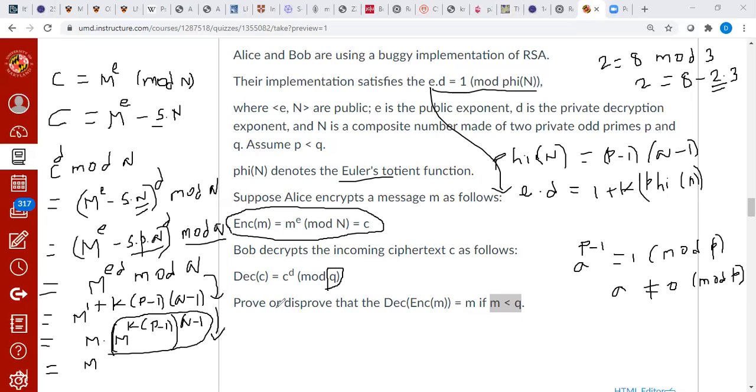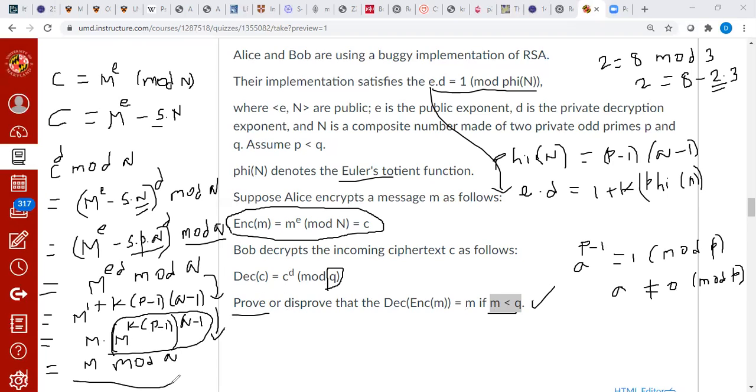That means in our case, they gave a constraint that m is less than q. Anyway, let me finish this first. So m to the power k(p minus 1) to the power (q minus 1) is 1 in mod q, because I have written something to the power of q minus 1. So what I'm left with is m mod q, which is nothing but m, because they gave a constraint that m is less than q. So that's basically correct. Even though there's a bug in the program, the bug is only affecting if m is greater than or equal to q. If m is less than q, we are good to go. That's what we have proved.